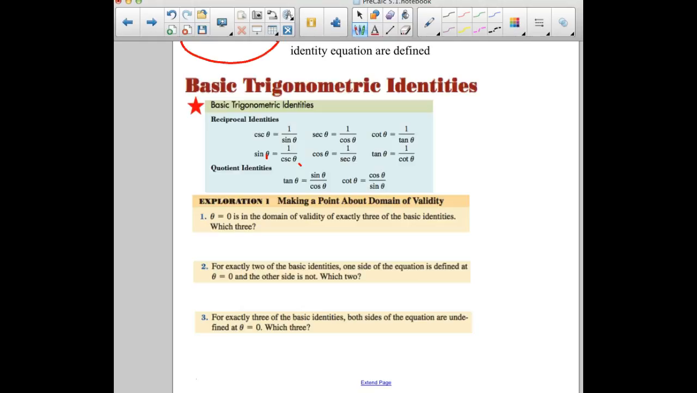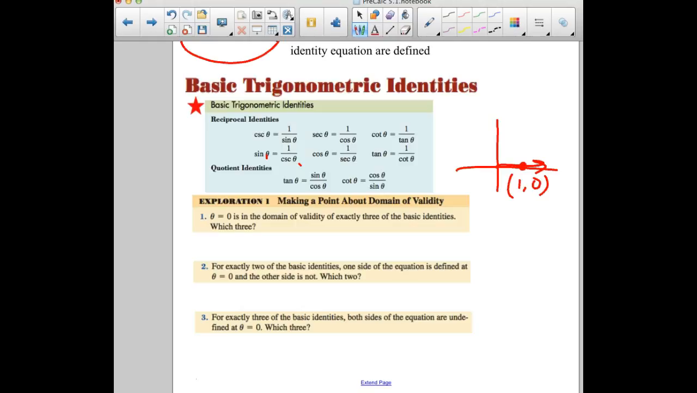All right, so the first question says if theta is 0, so picture being here right at 0, think about our typical ordered pair that we use, the point 1, 0. It says theta being 0 is in the domain of validity of exactly 3 of our basic identities. So which 3 can we actually solve or use when we are at 0 degrees?